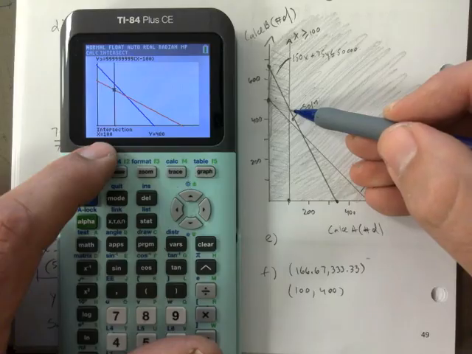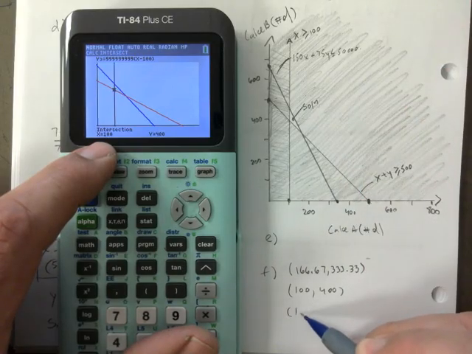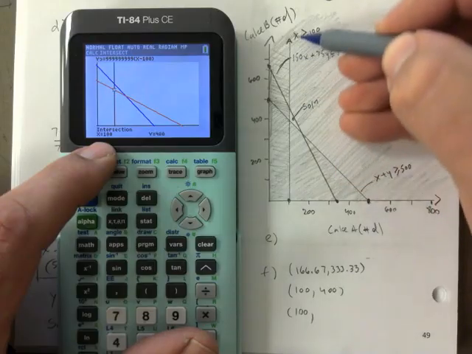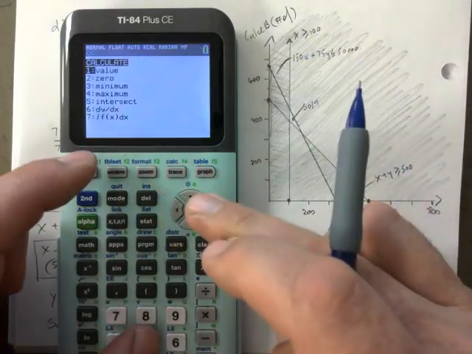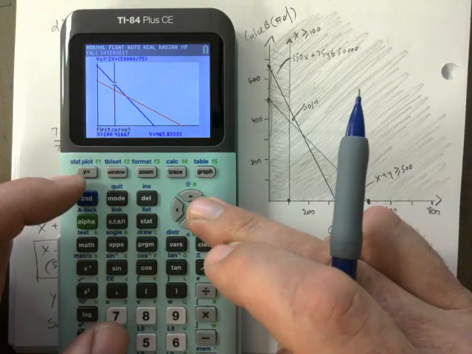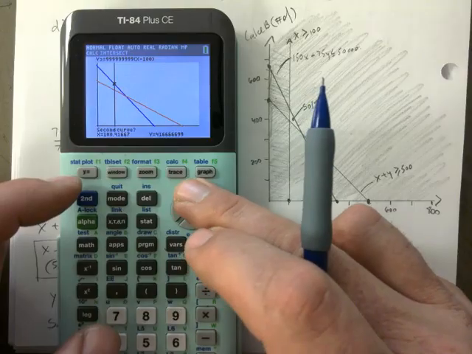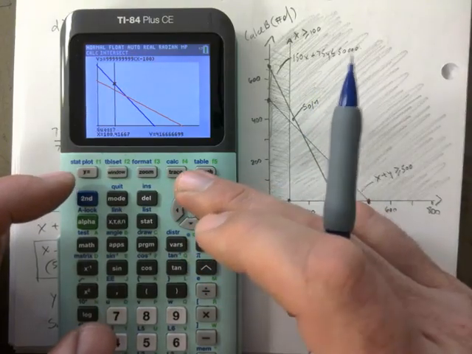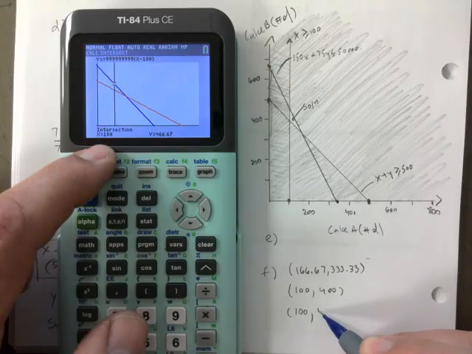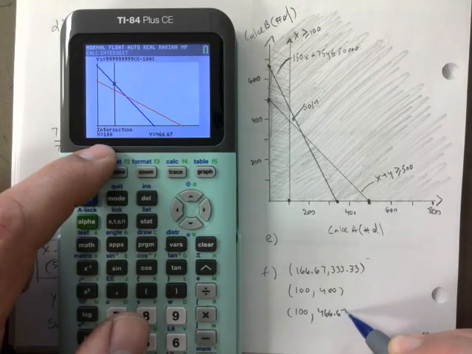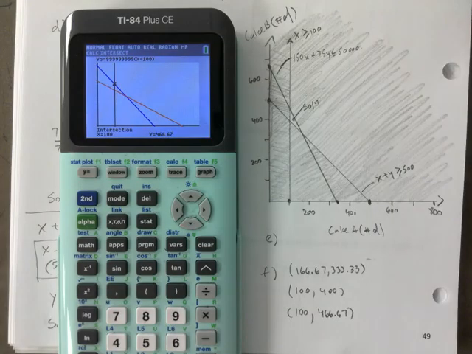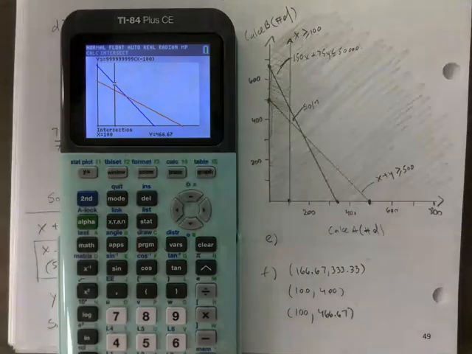I'm going to find this one too. I can already tell that it's going to be 100, right? Because this is the 100 line. So it's going to be 100 something, right? So blue, I'm going to select that, and then I'm going to jump till I get to the black line and hit enter, enter. And there it is, 466.67. Okay, so you've got your 3 points of intersection right there.